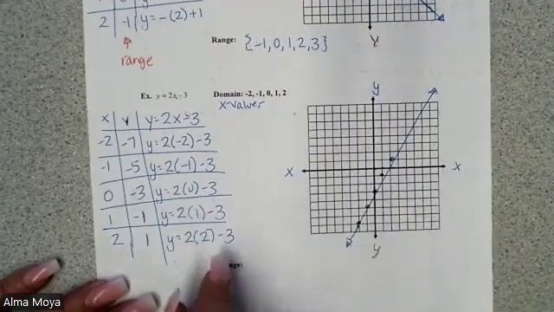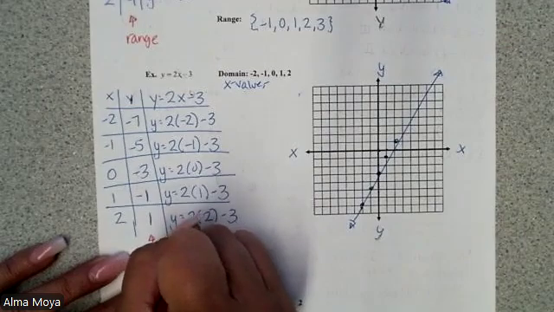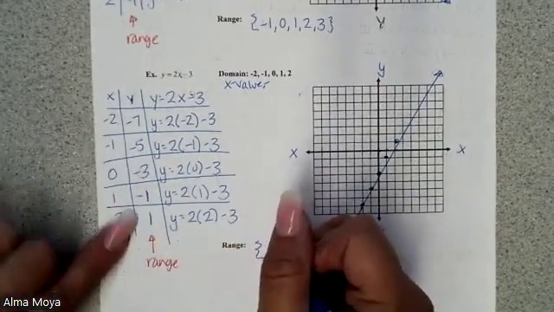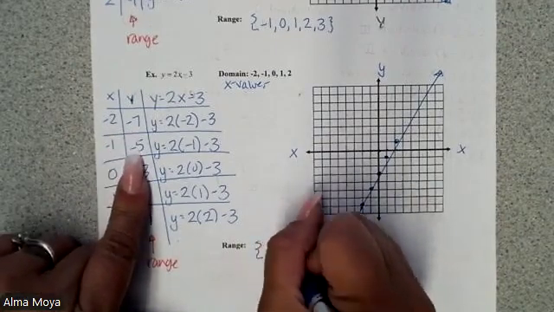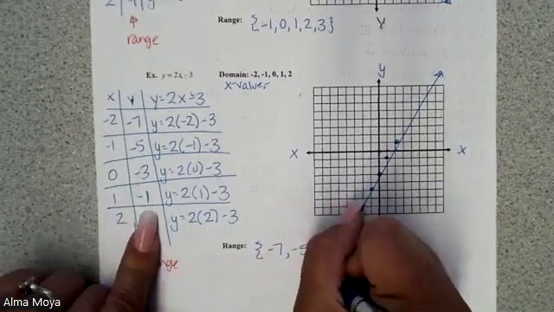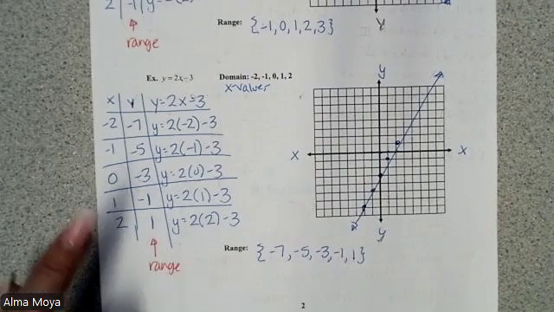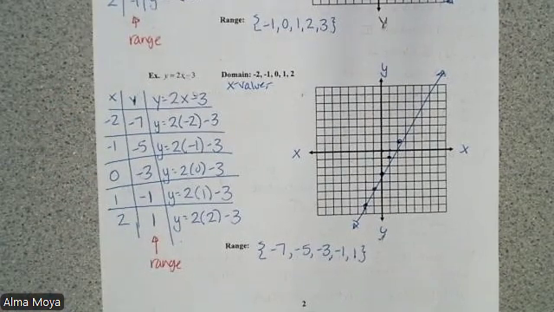Last part of this is asking for the range. Remember, all of the y values are the range. So my range here, and I'm going to put them in that order because it's actually already in descending order. -7 first, -5, -3, -1, and 1. And once again, this one is a function because none of the x values repeated themselves.